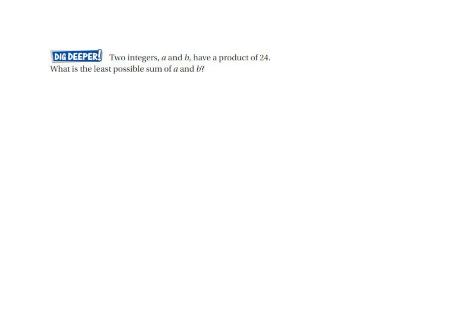Two integers, a and b, have a product of 24. What's the least possible sum? So let's just think, probably first thing that comes to mind might be 4 times 6 is 24. Okay, so then 4 plus 6 is 10. So we have to think of what other factors there are that could give us a product of 24.